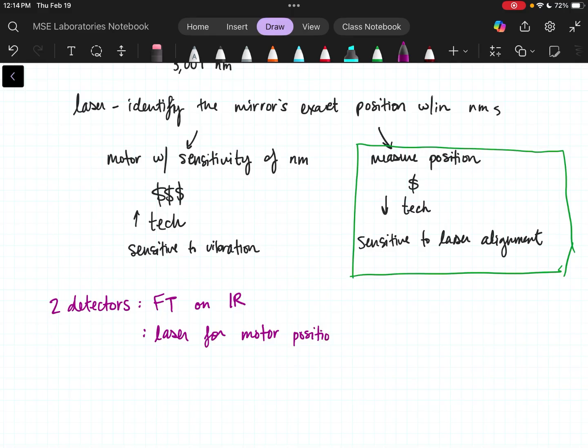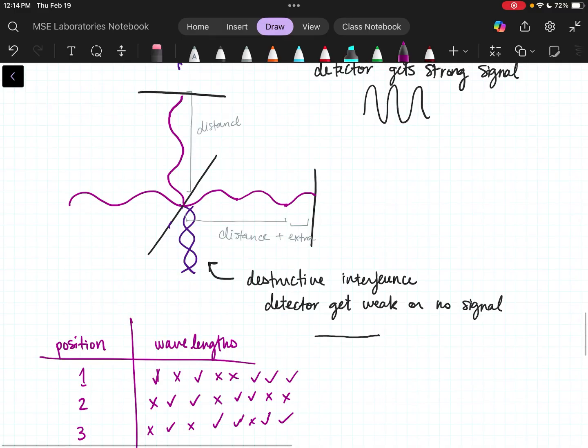One detector for running the Fourier transform on the infrared light, and one for measuring the laser for motor position.